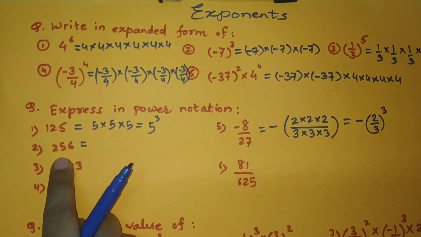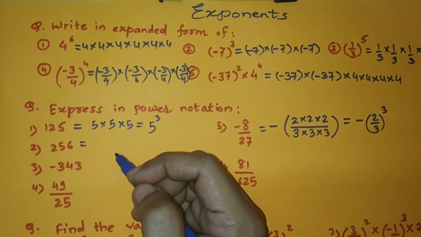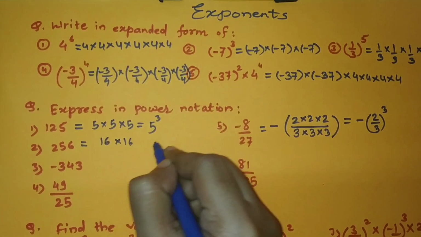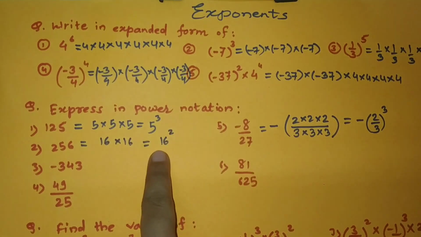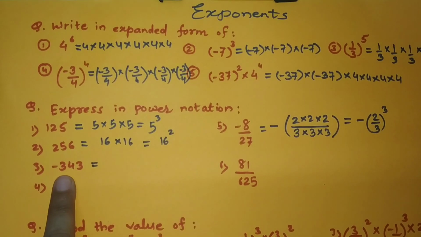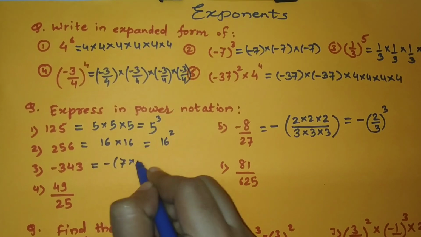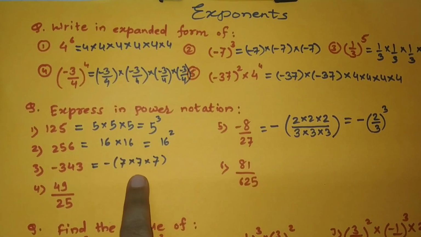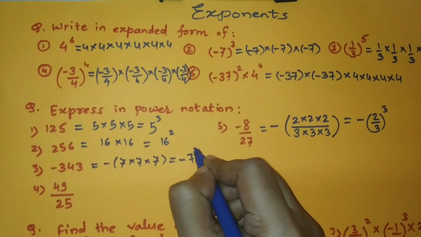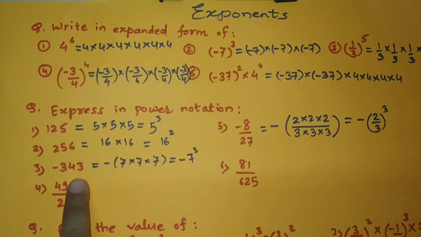Next there is 256. 256 is nothing but the square of 16. So you can write in terms of power of 4, or you can write in terms of 16 also. I am writing here using 16 into 16, which is nothing but 16 square is 256. Next we are having minus 343, which you can write in terms of 7, like 7 into 7 into 7. 7 sevens are 49, 49 sevens are 343. So you can write minus 7's cube, which is nothing but minus 343.